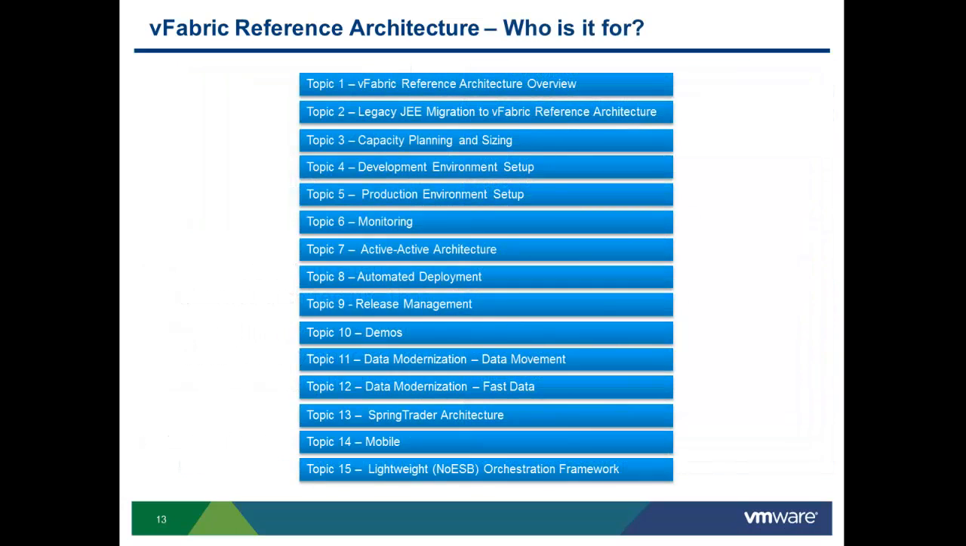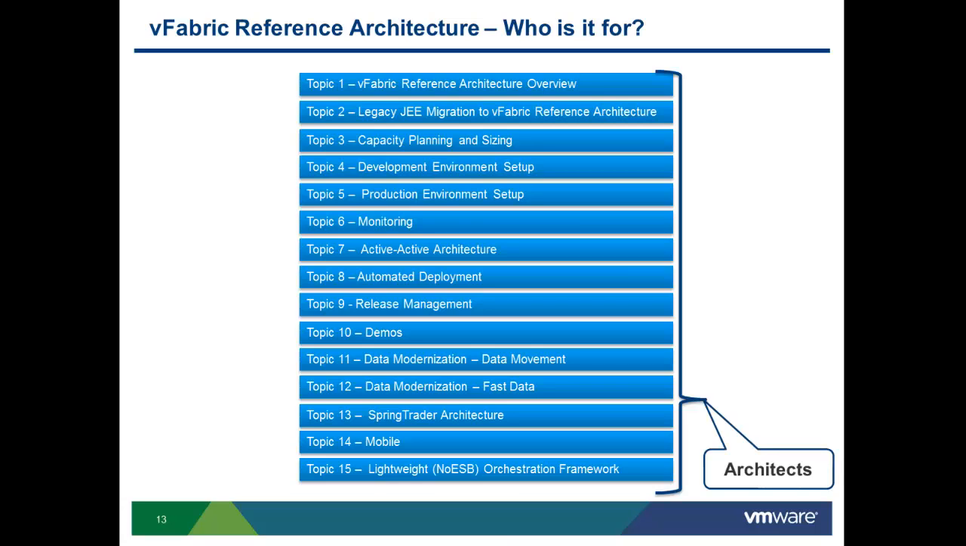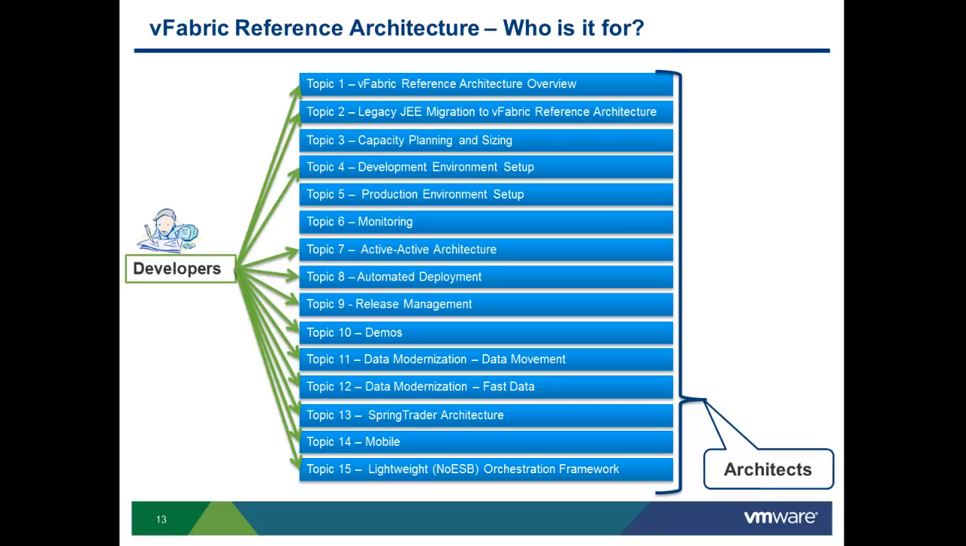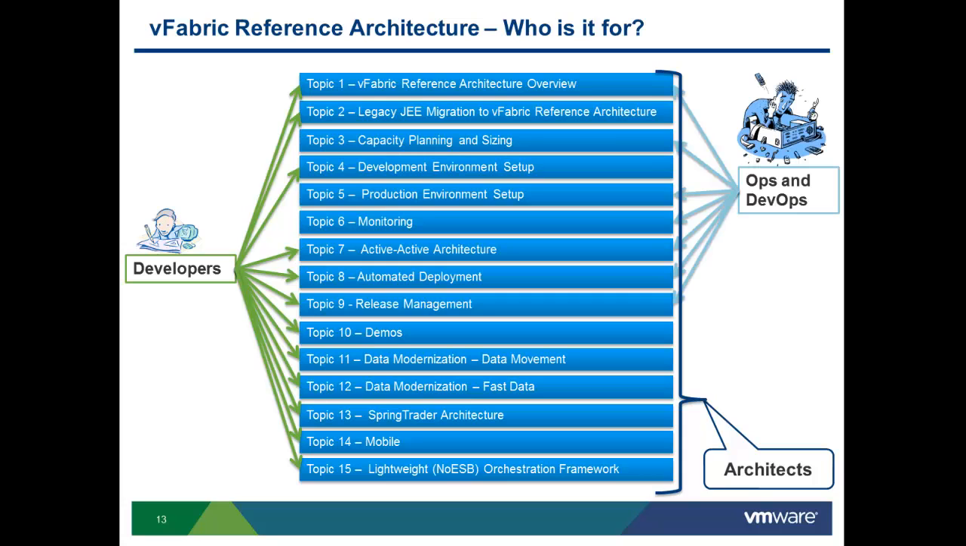In fact, the vFabric Reference Architecture IP set can be used by the following. Architects can use the entire set to design their greenfield projects, or projects that require a certain section of the architecture enhanced. Developers can use the topics on the left-hand side, and ops admins and DevOps engineers can use the topics on the right.